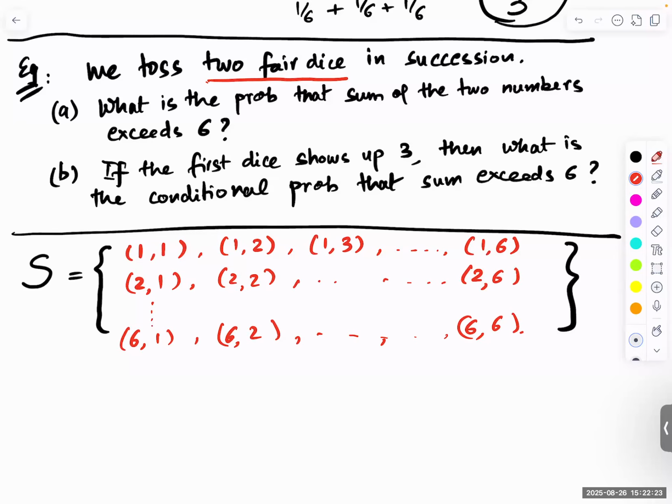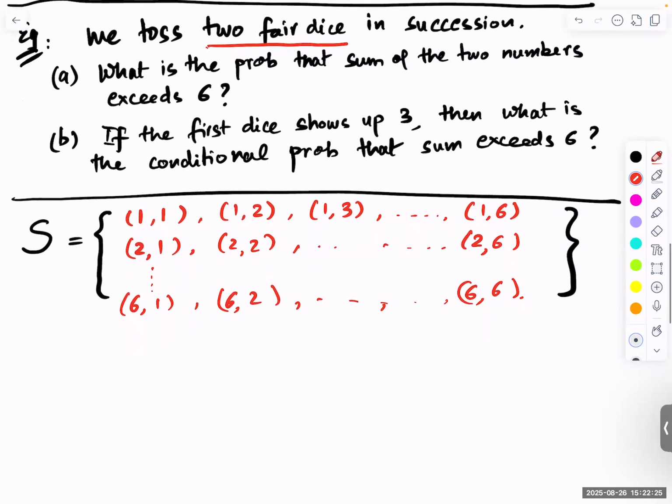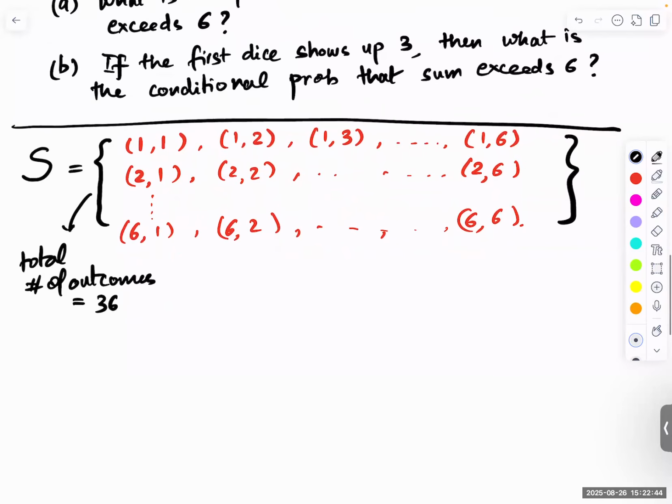What is the total number of outcomes here? The total number of outcomes is 36, right? 6 choices in the first dice outcome, 6 choices in the second, 6 times 6 is 36. I'm also going to assume that the probability of every outcome (i, j) is 1 by 36. Each one of them is equally likely.